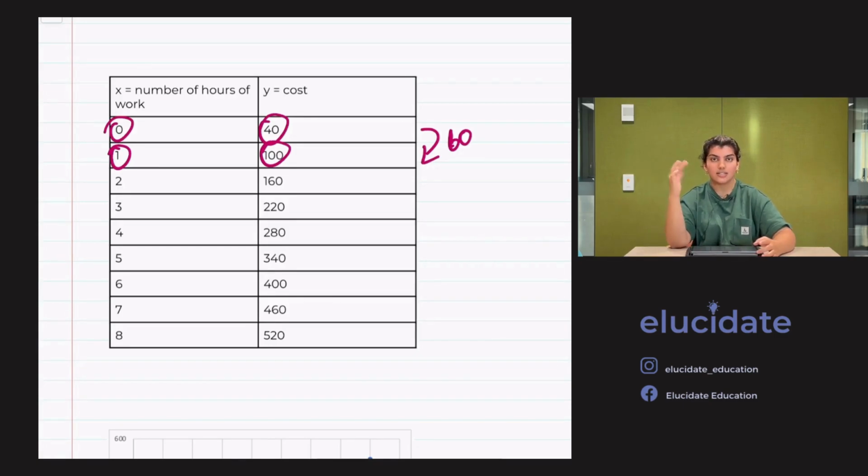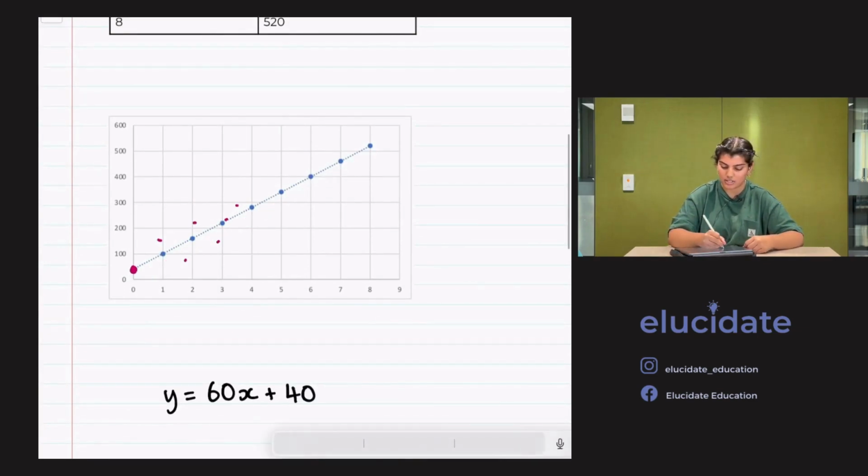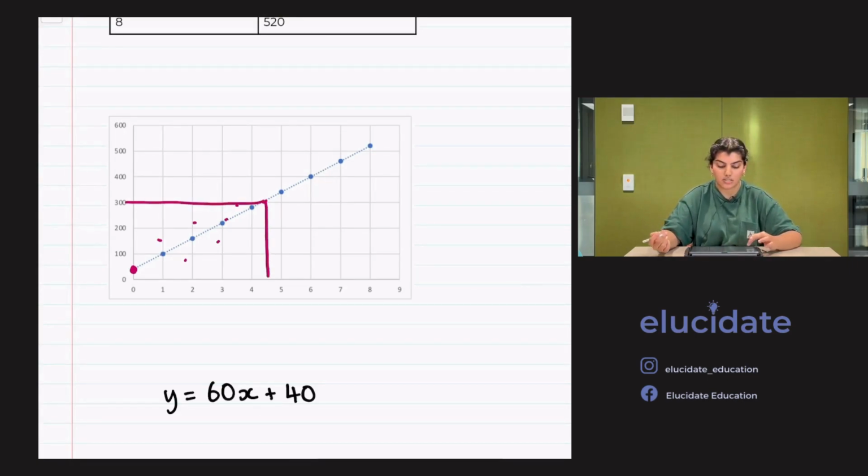In contrast, interpolation is basically when you just look at the table that you have and the data's already there. It's already plotted in the graph that we have. So let's say I want to know how much he's going to charge for 4.5 hours. So that's me interpolating: around $300 for 4.5 hours.